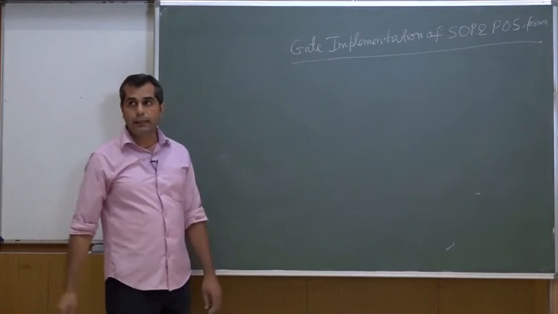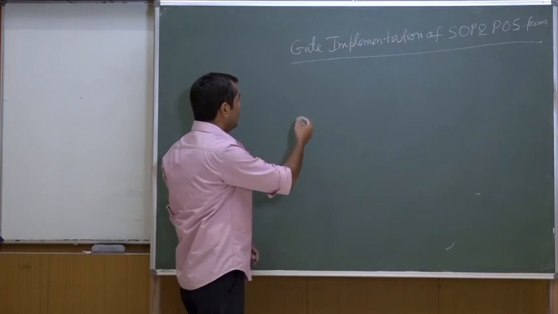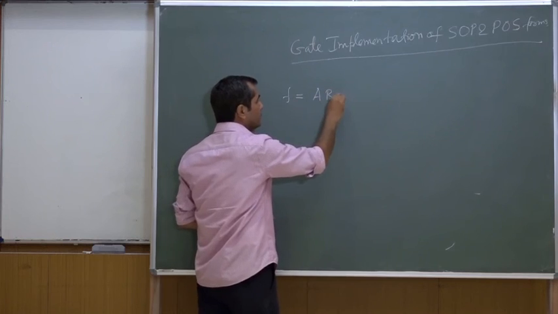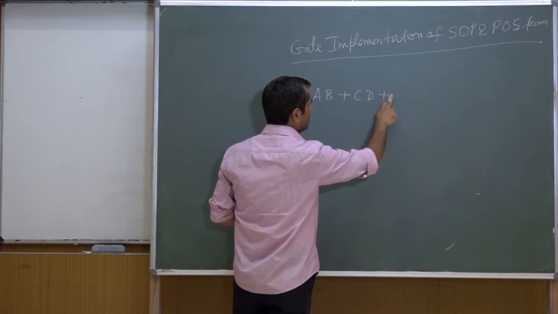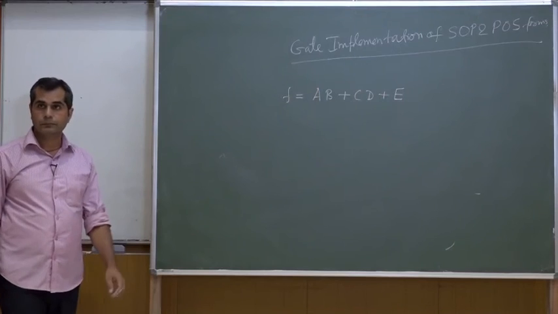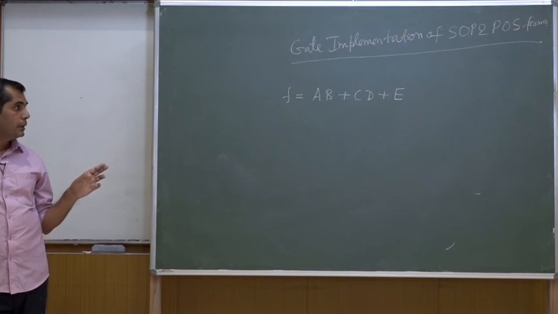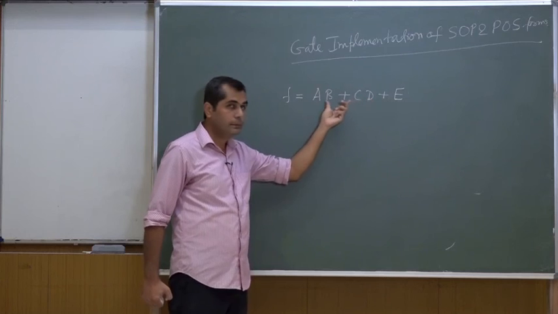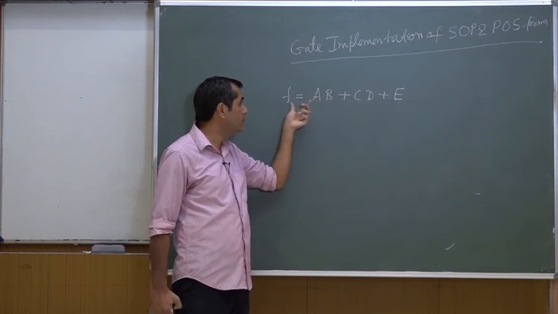Let us say that we are given a function, in fact for three variables, and that is f equal to AB plus CD, and let us consider one more variable E. So, this given function is written in sum of product form. The products are finally ORed together. We have performed the AND operation here and here. First, we have got the min terms and then the OR operation to write this F.